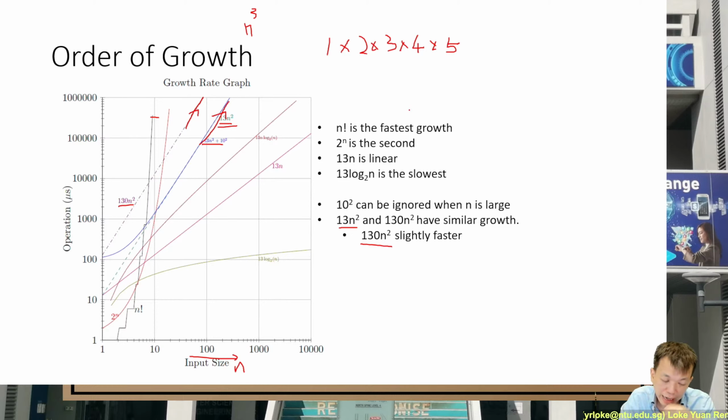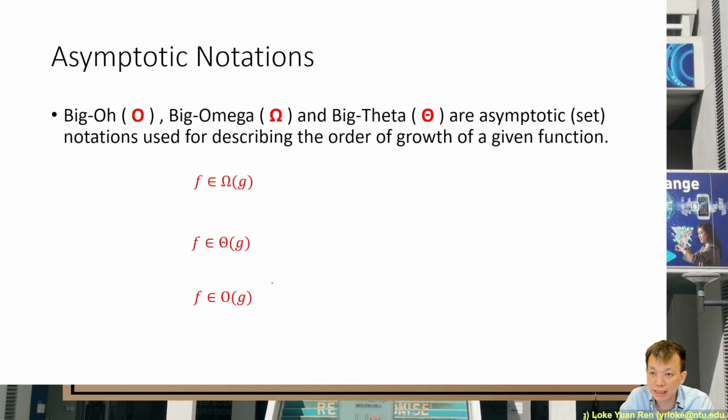When I have an algorithm, I don't really need to get a very precise number of primitive operations. I just need to roughly know whether it is a linear function, an exponential function, or a logarithmic function, and their relationship. How do I represent this time complexity? I'm only interested in their order of growth, their growth rate. So people came up with asymptotic notation. Here I'm going to introduce the big O, big omega, and big theta, the typical asymptotic notations.